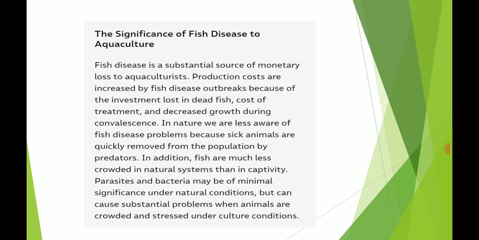In nature, we are less aware of fish disease problems because sick animals are quickly removed from the population by predators. In addition, fish are much less crowded in natural systems than in captivity. Parasites and bacteria may be of minimal significance under natural conditions but can cause substantial problems when animals are crowded and stressed under culture conditions.